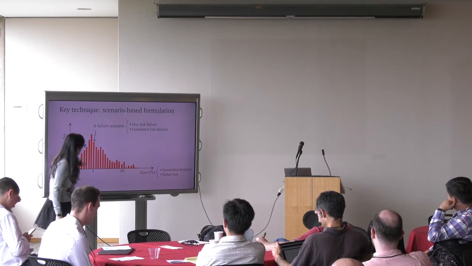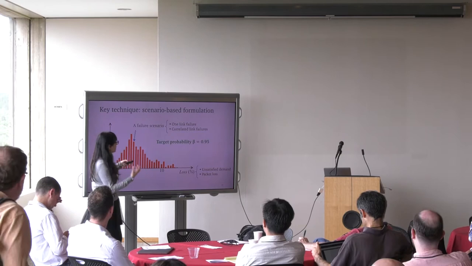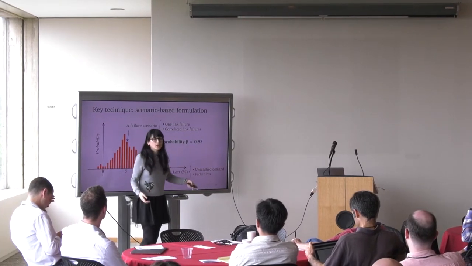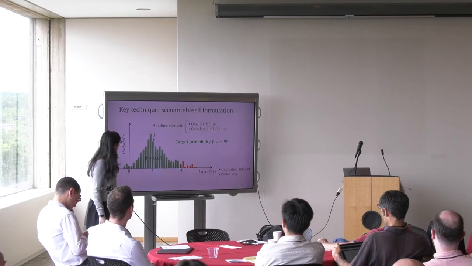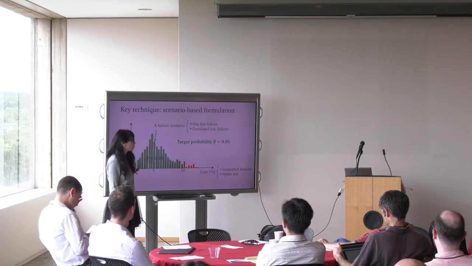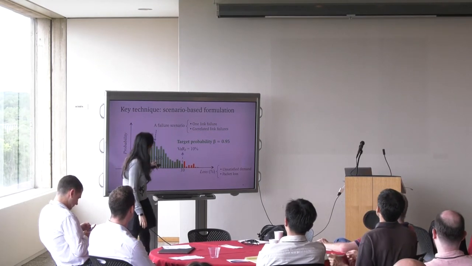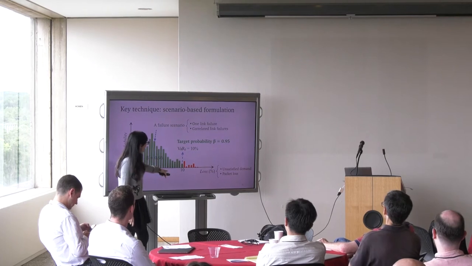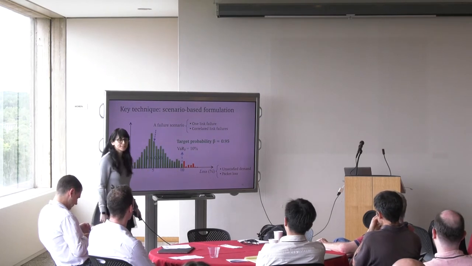And if I have a way of calculating the probability of this scenario, and if I have this for all of the possible failure scenarios, then given a target probability, let's say beta is 0.95, because this is the probability distribution function, and if I find a point in the graph where the area under the graph is 0.95, then this number means that with probability 95%, the loss is less than 10% of the demand in this particular realization.